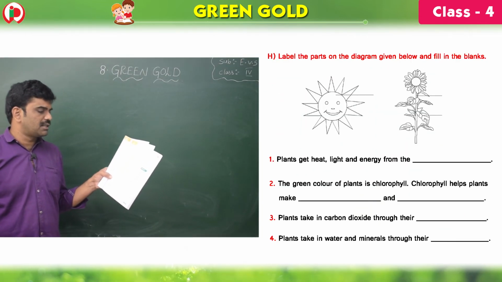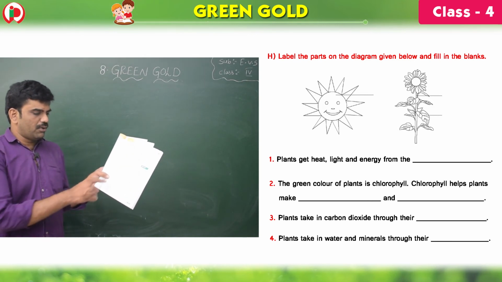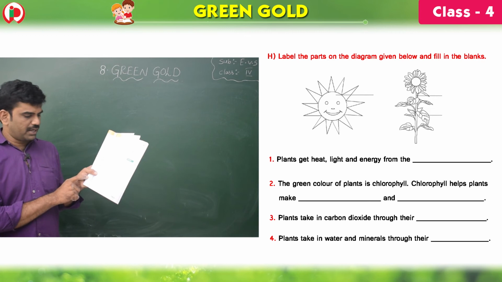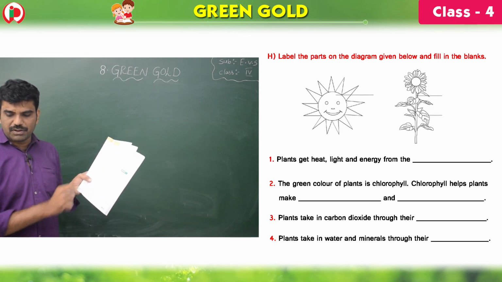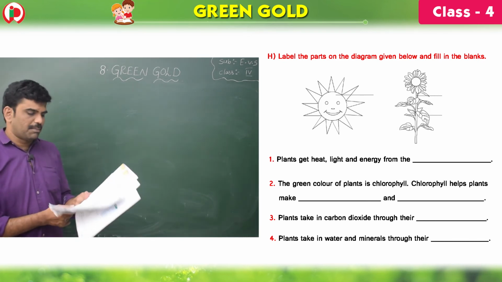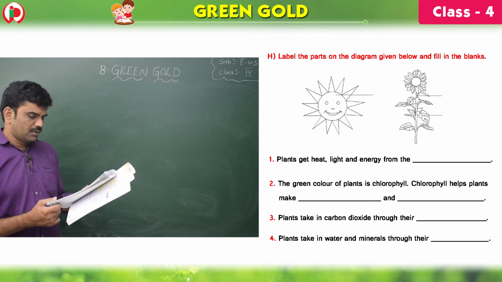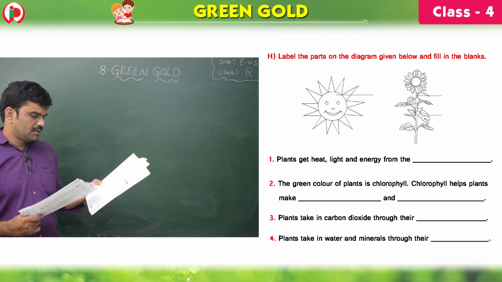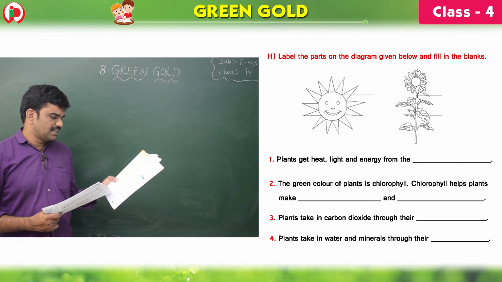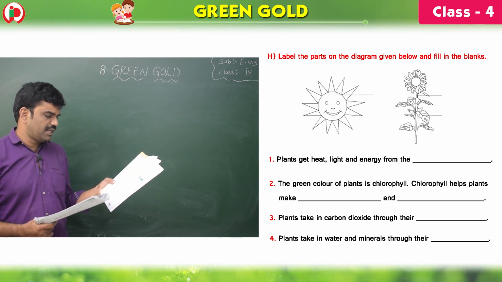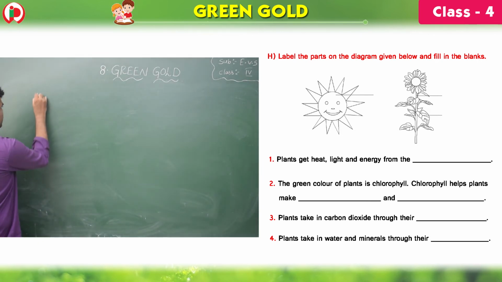Label the parts on the diagram given below and fill in the blanks. Now you have to label, children. So what are the parts in the diagram? If you see here, now label the parts that are there in the given diagram. Here, if you observe, plants get heat, light and energy from the. So what is the first one? See H.